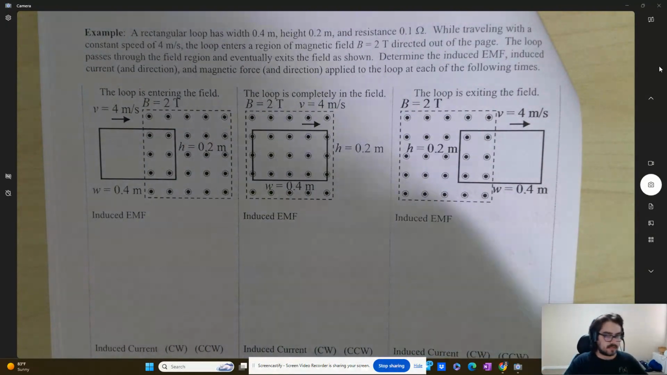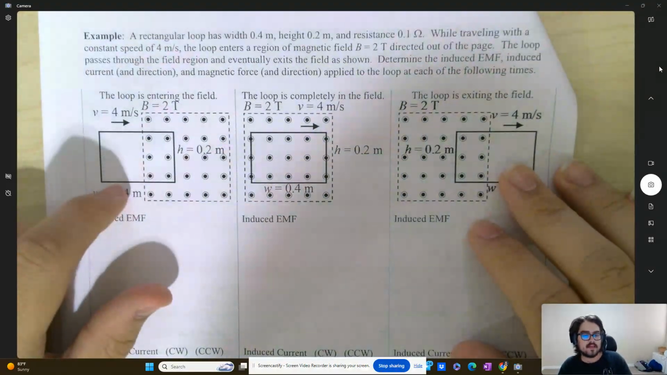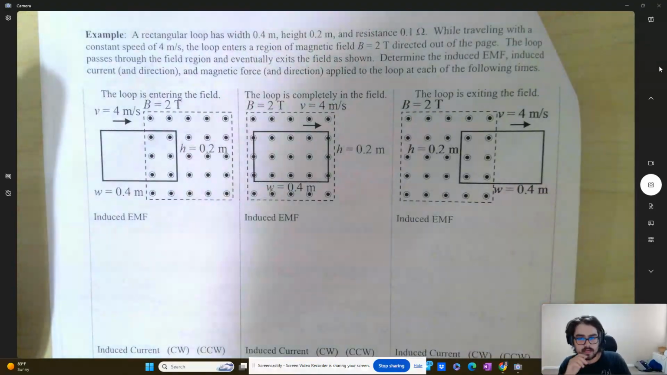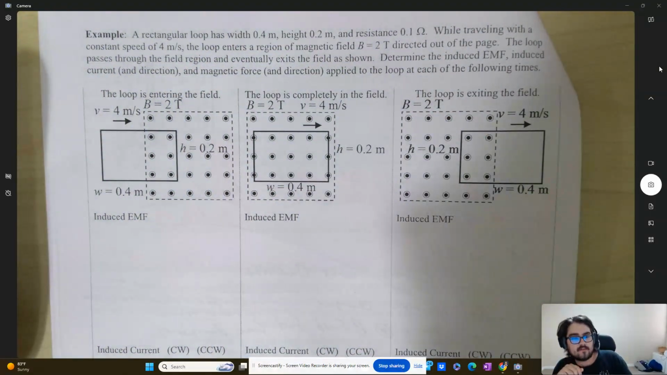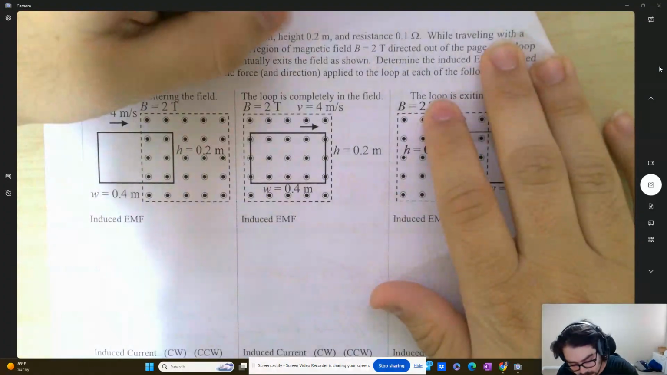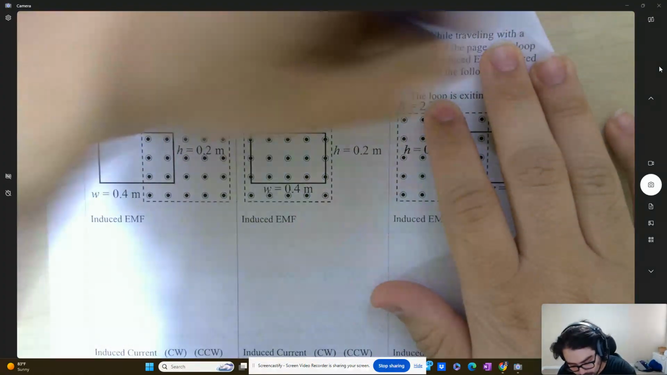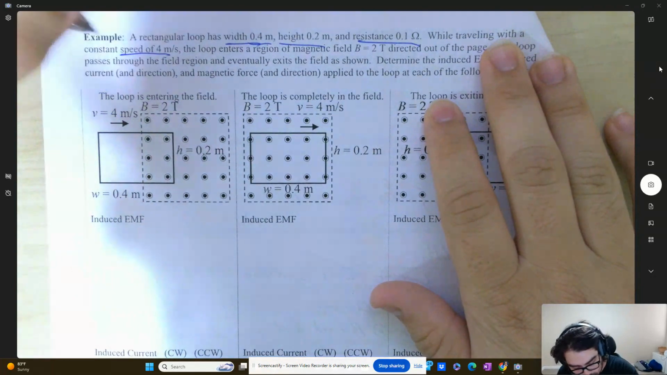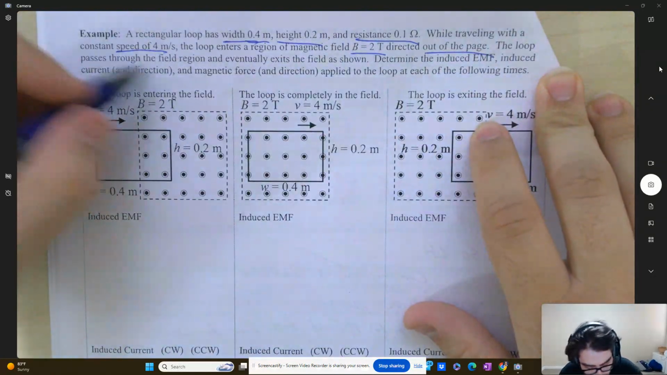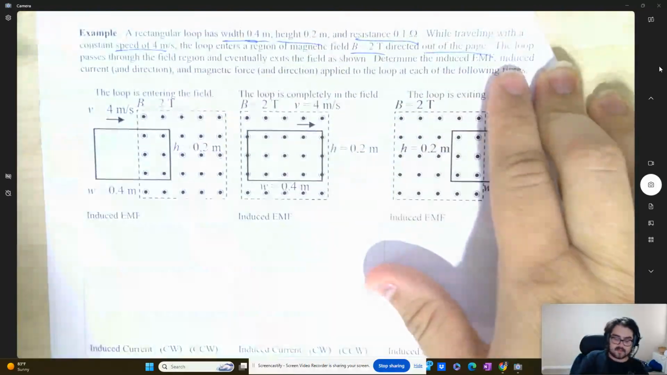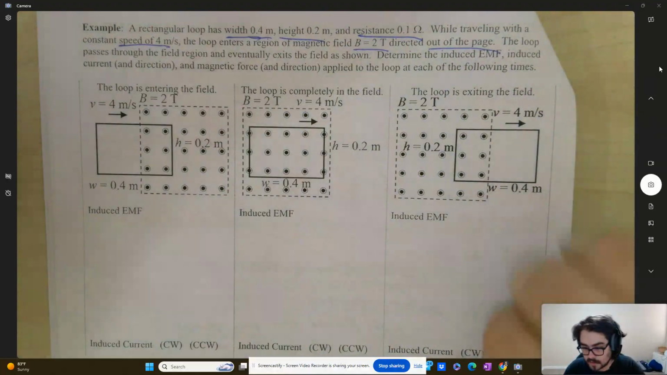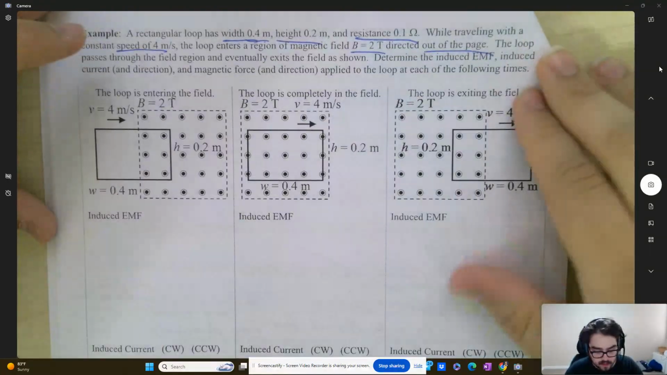The loop here, we have a rectangle loop, has width of 4.4 meters, height of 0.2 meters, resistance 0.1 ohms, travels with constant speed 4 meters per second. Loop enters a region of magnetic field where B is equal to 2 teslas. That's a lot of information to take in. B is directed out of the page. The loop passes through the field region and eventually exits. Determine induced EMF, induced current, and magnetic force. Guess what? For this whole problem, we only need to do 3 calculations. I'll show you why.